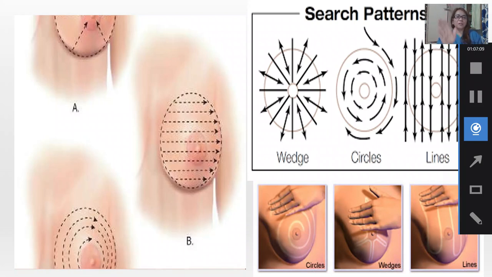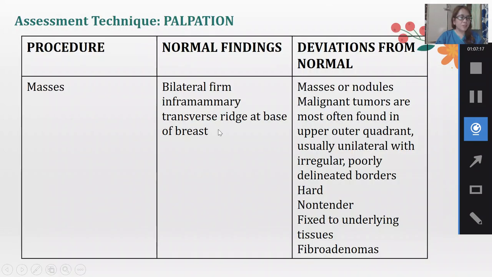2, 3, 4, 5, 6, 7, 8, 9, palabas. Ayan. Okay. So, masses. You palpate for masses. So, merong bilateral, firm, inframammary, transverse ridge at the base of the breast.